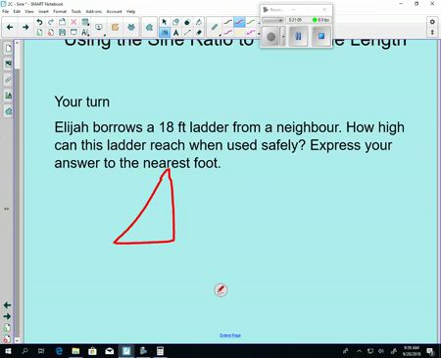Okay, this time he has 18 feet for a ladder. This is the right angle. Here's my house. To be safe, we have to use an angle of 75 degrees. So we're trying to find out how high up we can go. How high up? That's what we're trying to find out, that length there, that height.